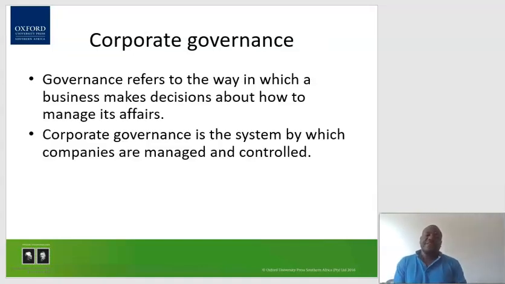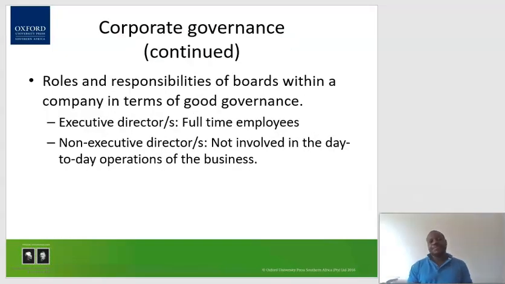Moving on to corporate governance. Governance basically refers to the way in which a business makes its decisions and how the affairs of that particular business are managed. So corporate governance is the system by which companies or organizations are managed and controlled. Who has authority to do ABC? Who controls what? So that's corporate governance.